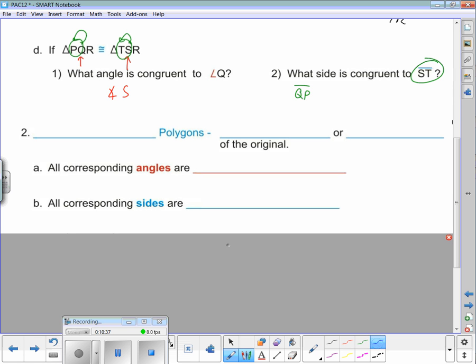Now let's get to our blue here, similar polygons. All right, similar are a little bit different than congruent. Similar polygons are an enlargement or reduction, right? It's an enlargement or a reduction of the original. You're either making it bigger or smaller.